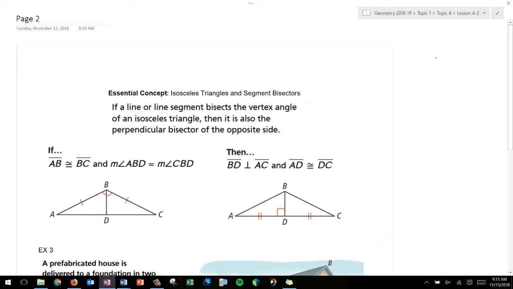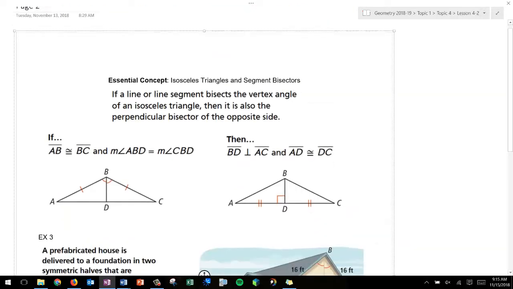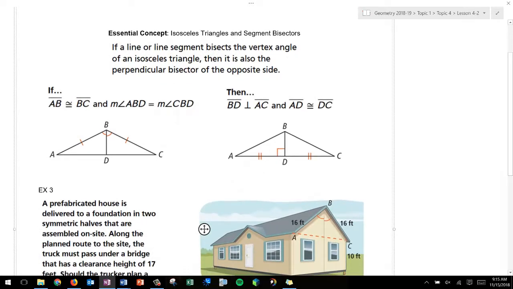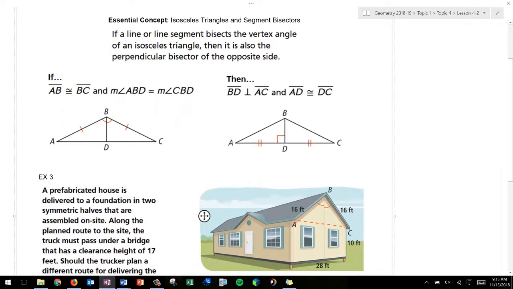Okay. Now, we've got one other piece of information that comes from isosceles triangles. This is a theorem about what are called segment bisectors. So we've talked about those. If we bisect a segment, we end up with a bunch of extra information here. So this tells us that if a line or a line segment bisects the vertex angle, which is the angle that's not our base angles. So in this triangle, we've got isosceles here. AB and BC are the same length. So these two angles will be the same measure down here.